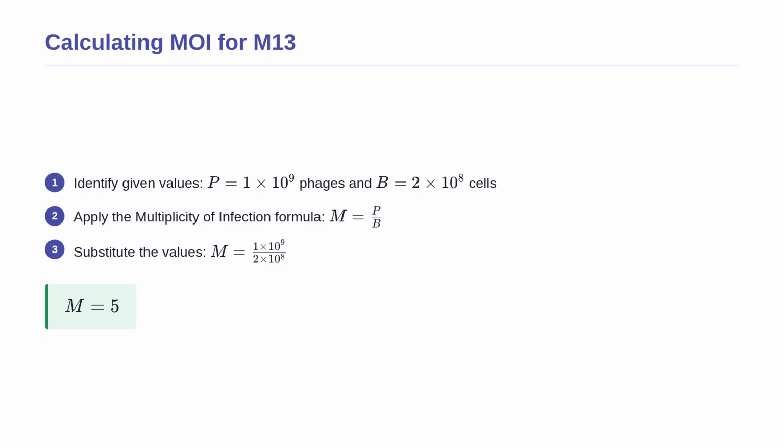We use our ratio formula because it tells us the average number of phages targeting each cell. By substituting our values, we divide 1 billion phages by 200 million bacteria. The math simplifies beautifully to give us a final answer of 5. This means, on average, there are 5 M13 phage particles for every single E. coli cell, which is an excellent ratio to maximize our DNA yield.